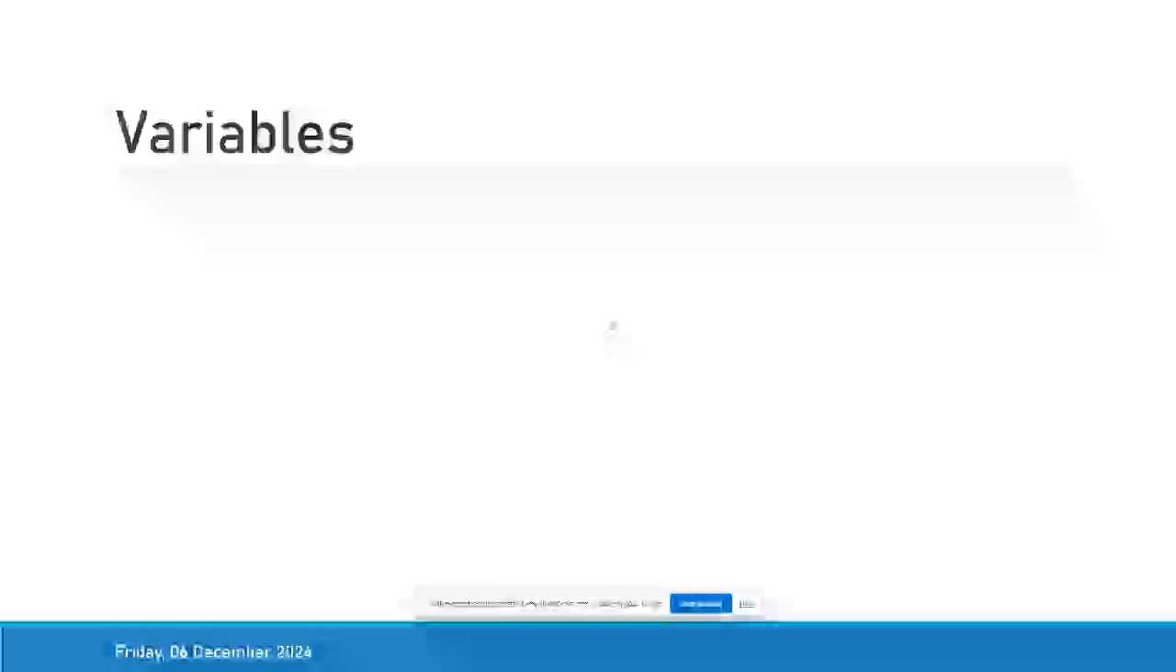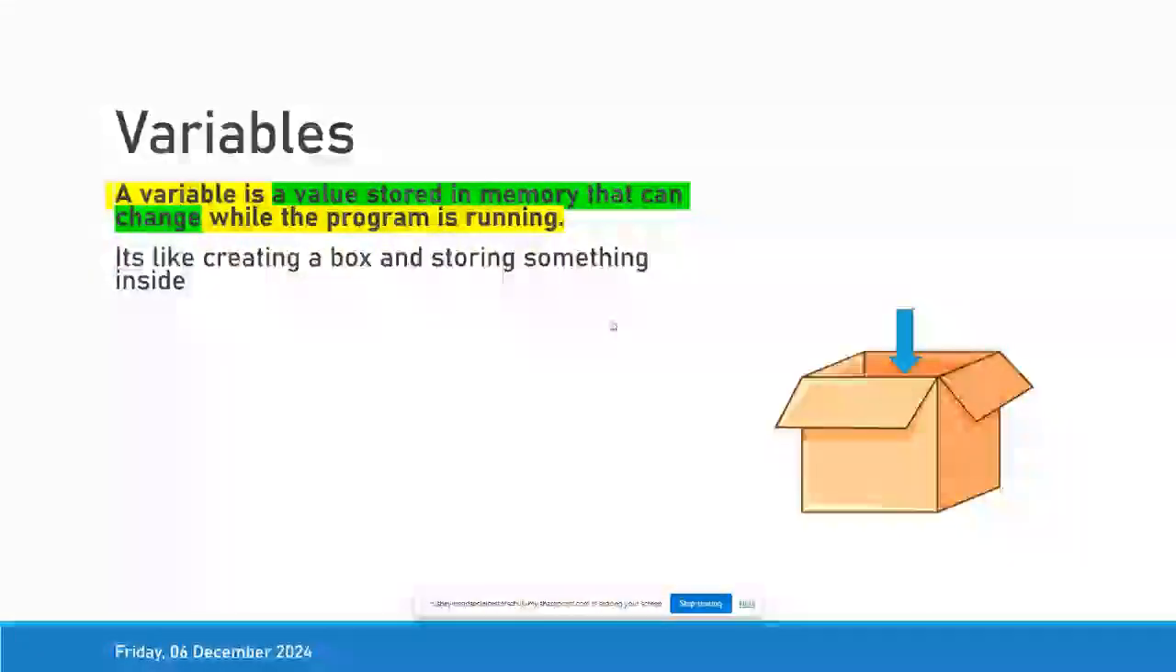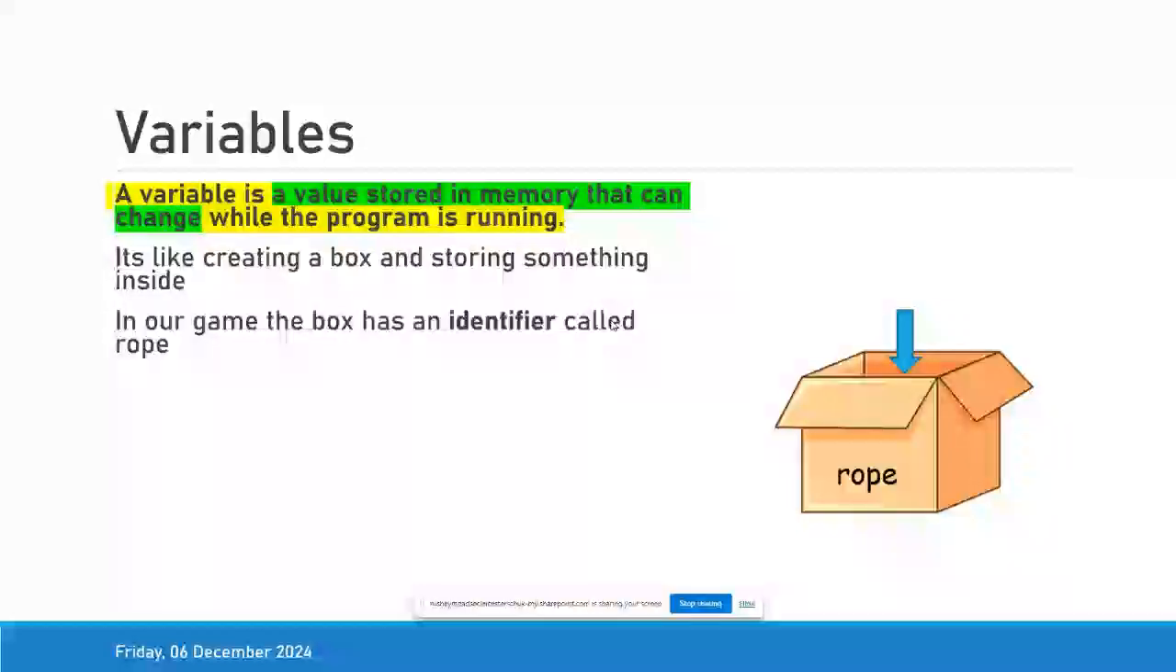But this is where that variable comes in. A variable is a value stored in memory that can change while the program is running. It's like creating a box and storing something inside of it. In our game, our box has an identifier, and we want to call it rope, for example, because we want to know where the rope is at any one time.